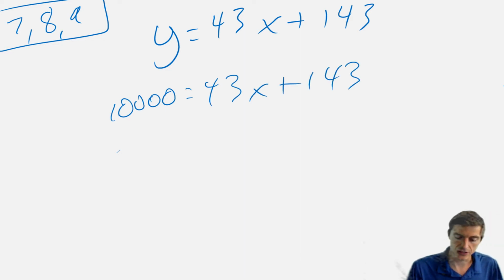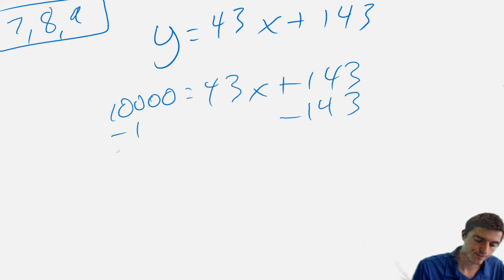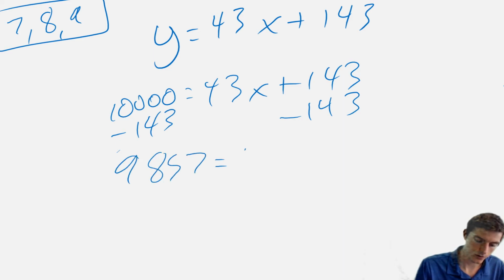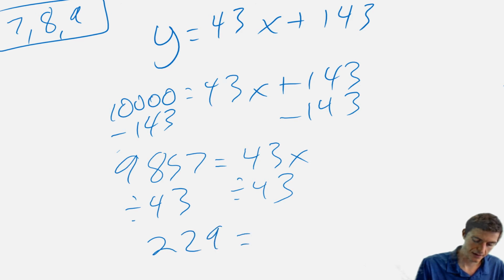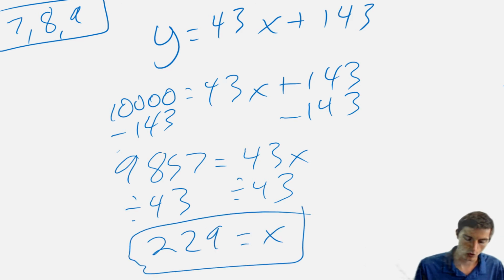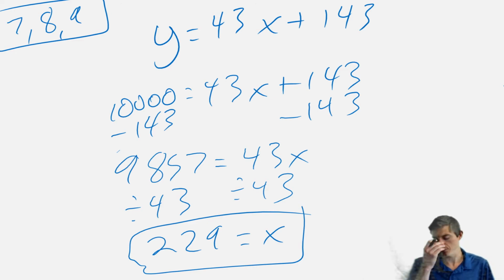So I'm gonna subtract 143 from both sides. 9,857 equals 43X. And I'm gonna divide both sides by 43. And I get on day 229. I get 229.23, but just rounding, right?